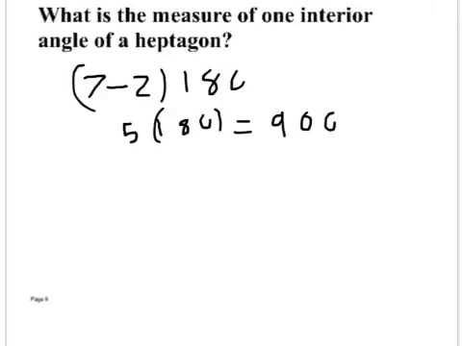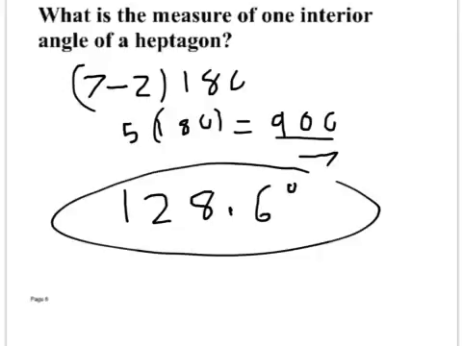Now I need to find one of these angles. How many angles does a heptagon have? 7, right? It has 7 sides, so it's going to have 7 angles. Think about a triangle. How many sides does a triangle have? 3. How many angles? 3. So I'm going to take 900 divided by 7. We get 128.57. We're going to round to 128.6 degrees. So if this is a regular heptagon, which just means all the angles are equal, then they're 128.6 degrees each.